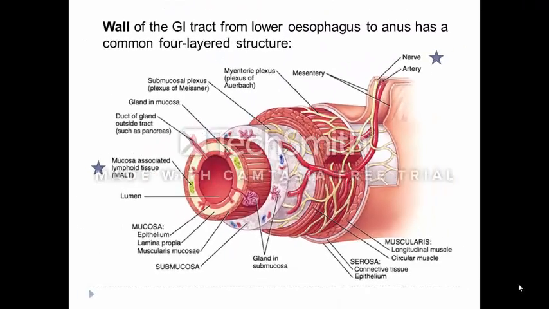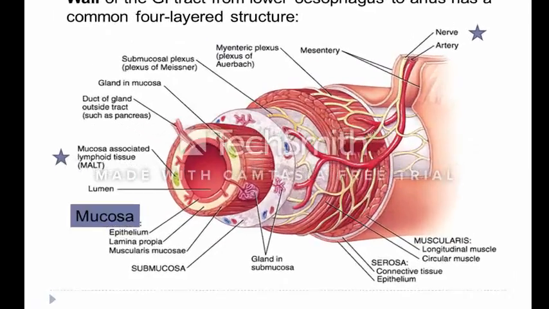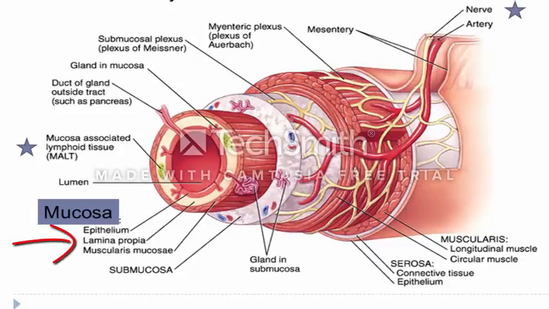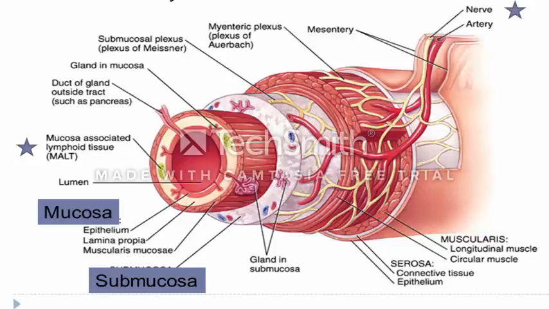The wall of the gastrointestinal tract from the lower esophagus to the anus has a common 4-layered structure. The mucosa consists of a mucous membrane of columnar epithelium, which is in contact with the contents of the digestive tract. Underlying this is a layer of loose connective tissue, and then a thin, smooth muscle layer which creates folds in the wall when it contracts. The mucosa is also rich in lymph nodes, which play an important protective role in this major route for the entry of pathogens. The submucosa is a layer of connective tissue with a dense network, or a plexus, of neurons.